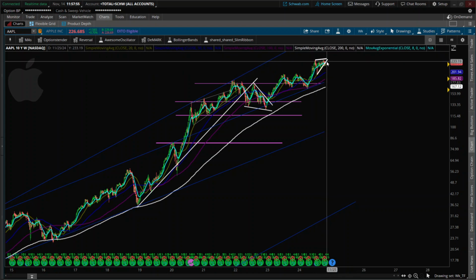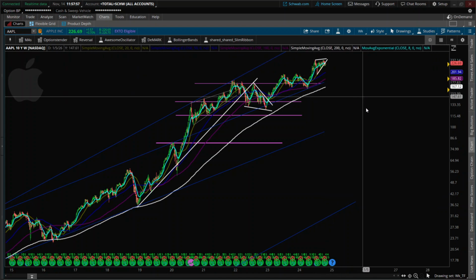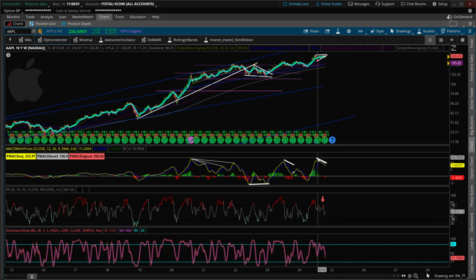Okay, so we have our wedge, broke down from it, we're back testing. You'll see that in the other charts on the lower time frames. But this is the most important one here.